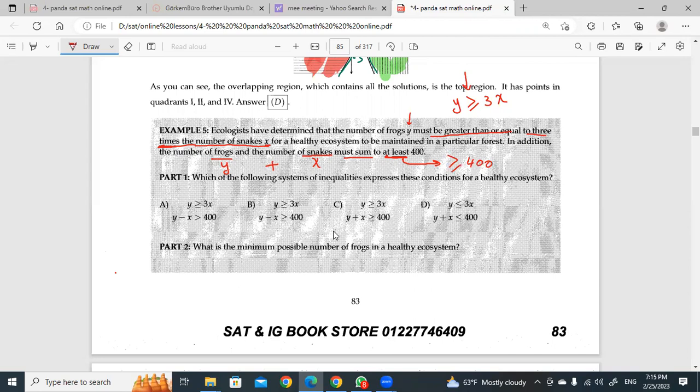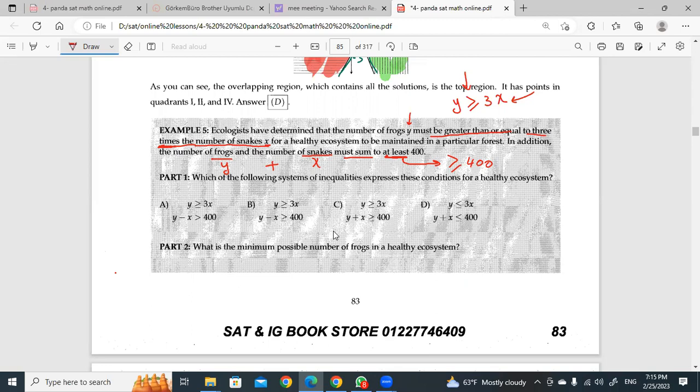First of all, you are comparing between two quantities. The first quantity is frogs, and the second quantity is snakes. You relate the frogs to the y variable, and you relate the snakes to the x variable. Then y must be greater than or equal to 3 times the number of snakes x, which is y greater than or equal to 3x. This is the first equation.